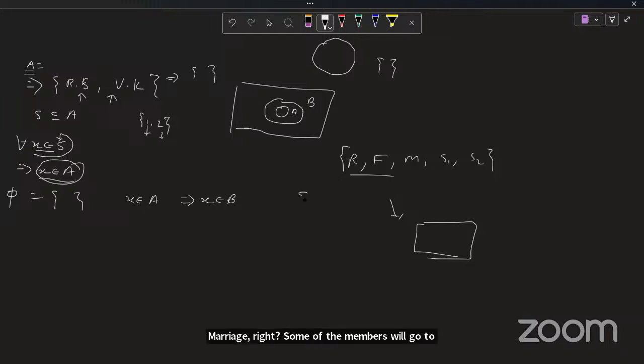It means that some subset of this family will go to the marriage. Suppose Rohan and Rohan's father will go to the marriage. Sometimes what happens is no one will go to the marriage. That does not mean that that particular subset is not there. Understood my point now?